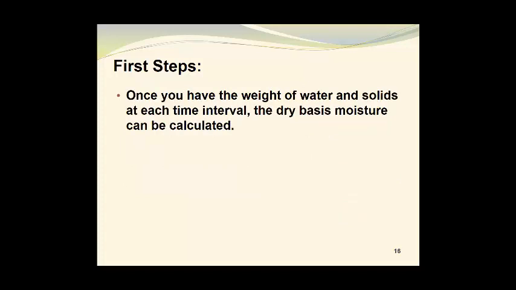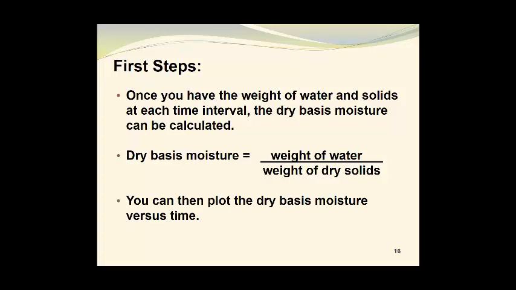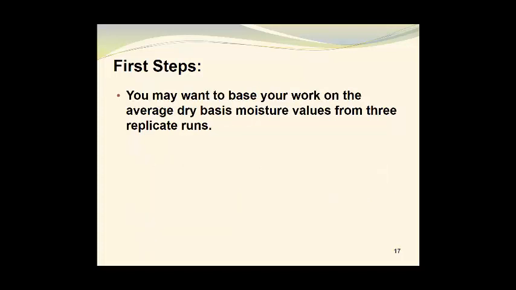Once you have the weight of the water and the weight of the solids at each time interval, the dry basis moisture can be calculated, and the dry basis moisture is defined as being the weight of the water divided by the weight of the dry solids. You can then plot the dry basis moisture versus time.